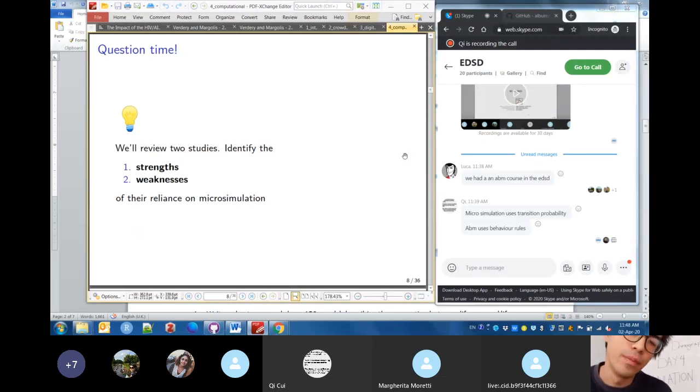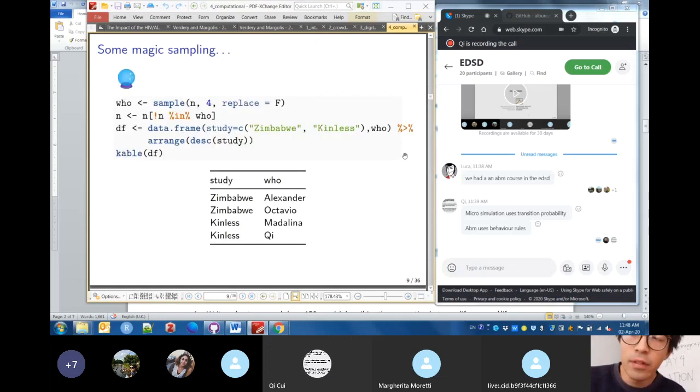And then I'm going to ask 2 people to be in charge of one study, and 2 other people would be in charge of the other study. And then we will review the strengths and weaknesses of the reliance of the studies on microsimulated data, particularly microsimulated data using SOCSIM. So same dynamic as yesterday, different people. So there are 2 studies. There is a study about Zimbabwe, and there's a study about kinlessness.